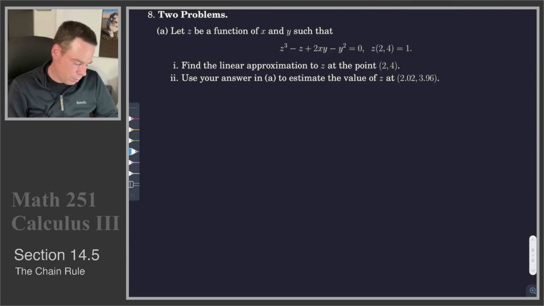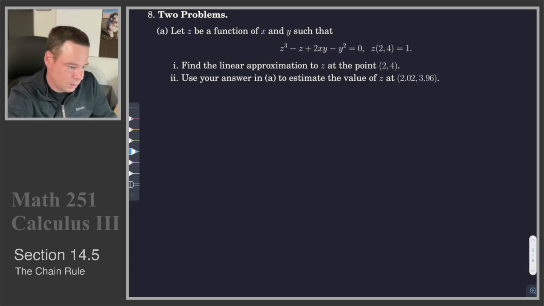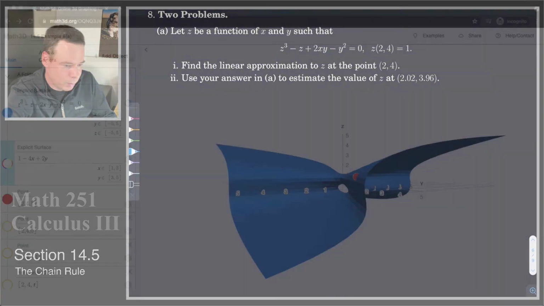So there's going to be two problems. This is problem A. Let z be a function of x and y, and we assume that it satisfies this equation. This equation defines a surface, and we can get a visual for what this surface is. It's not necessary to solve this problem, but we can get a visual.